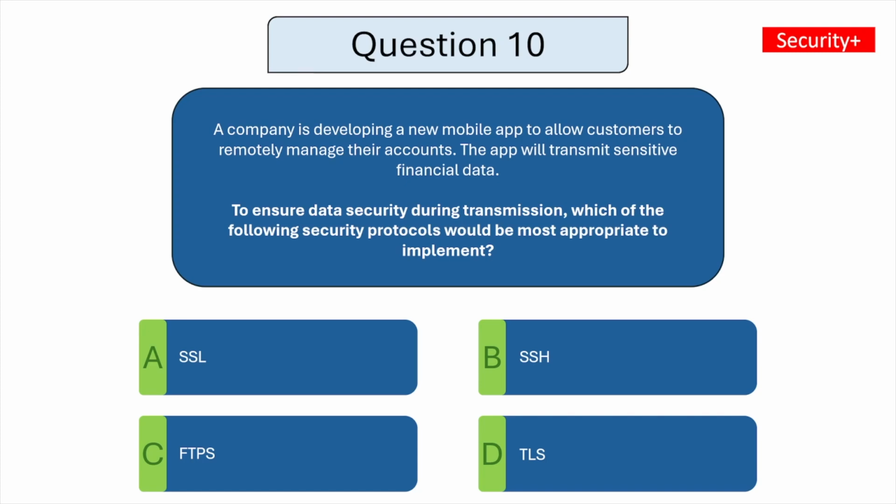So for A, you have Secure Sockets Layer. For B, you have Secure Shell. C, you have File Transfer Protocol Secure. And D, you have Transport Layer Security.